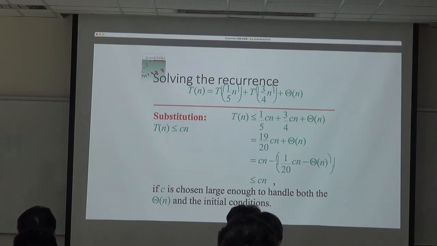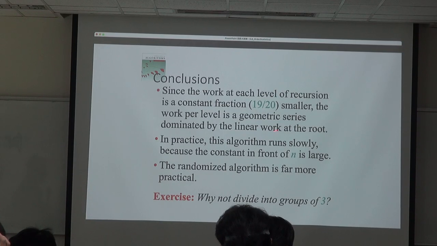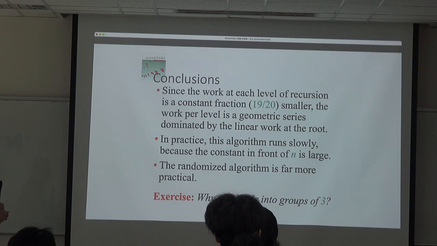So far so good, right? You guys are still with me, right? So this finding the median of the medians is a very interesting idea. For example, the conclusion here: the work at each level of recursion is a constant fraction smaller. The work per level is a geometric series dominated by the linear work at the root. This is the explanation of why it is linear.